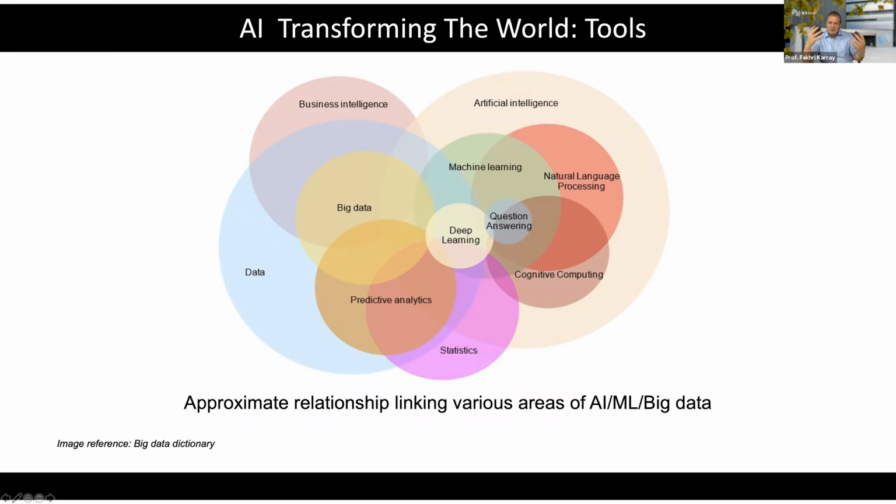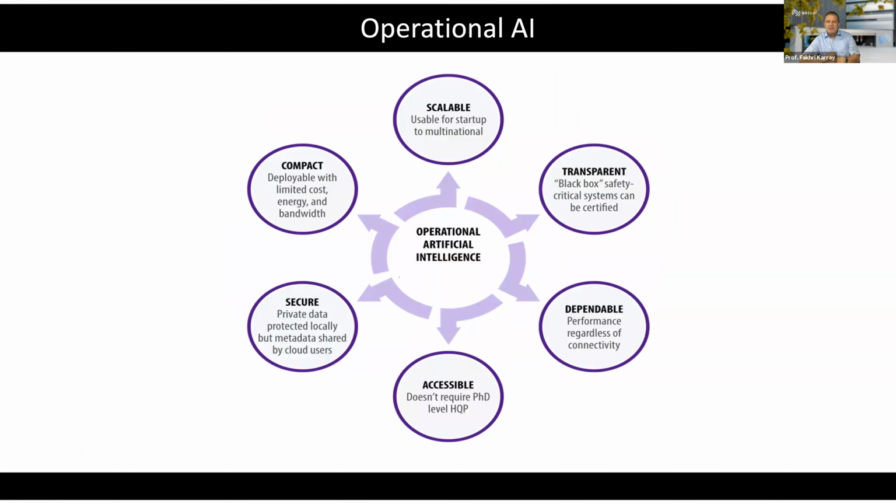So the areas of artificial intelligence, deep learning, and natural language processing are entangled with each other, and we cannot separate their connections, especially nowadays. This is the area of operational AI that I just spoke about. Operational AI uses tools to make systems scalable, transparent, dependable, accessible, secure, and compact. Why are we doing that? In order to make these tools used by industry and businesses, in order to propagate them to the end users, which is society. So that's why we call them operational AI.